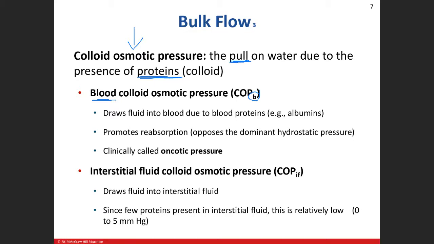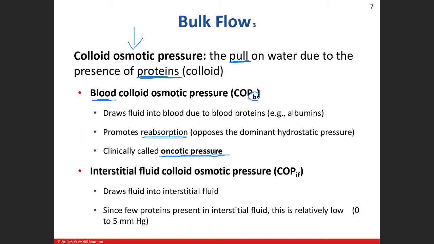So in this situation, it promotes reabsorption. If you don't remember, reabsorption is when the capillary or the blood vessel is going to pull something from the tissues into the blood vessel. Filtration, it's pushing something out of the blood vessel into the tissues. Reabsorption, it's pulling it from the tissues into the blood vessel. So you may hear it as oncotic pressure. In fact, that's what I usually refer to it as, the oncotic pressure.